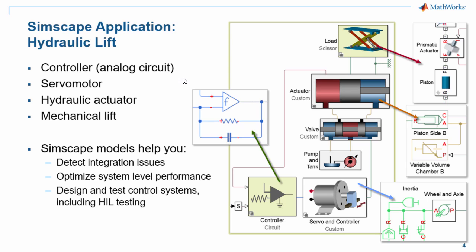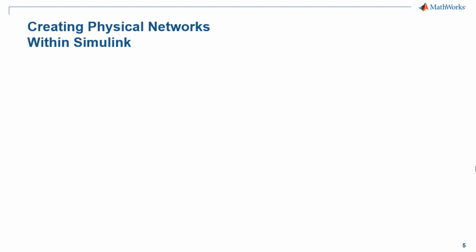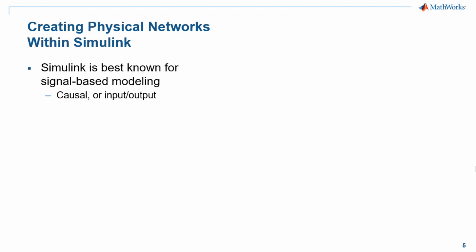Now that we've seen an overview of our hydraulic lift model, let's take a look at the different modeling methods available in the Simulink environment. Using Simscape, you can create physical networks within the Simulink environment. Simulink is best known for signal-based modeling. This is also referred to as causal or input-output modeling. To explain this approach, we'll look at an RC circuit.